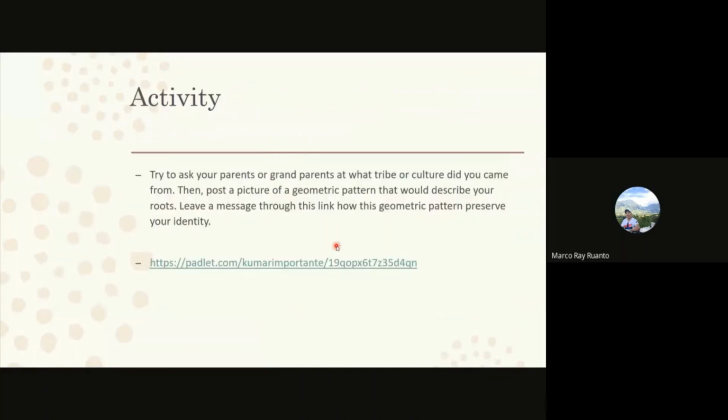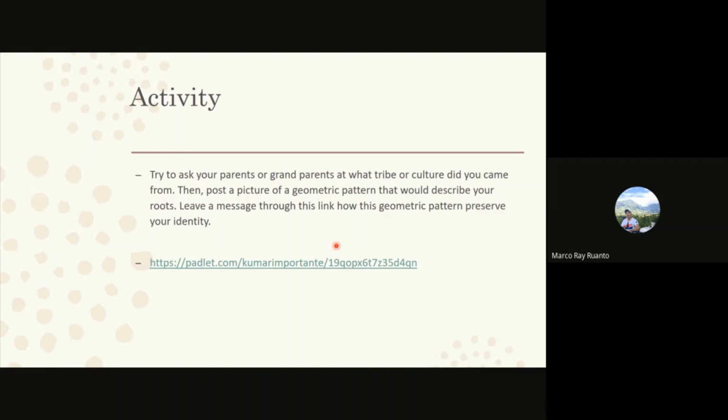Okay, if there's none, we'll have an activity. You may respond to this anytime. I want you to ask your parents or grandparents what tribe or culture you came from. And based on the culture you came from, post a picture of the geometric pattern that would describe your roots. Then leave a message through the link below on how this geometric pattern preserves your identity.